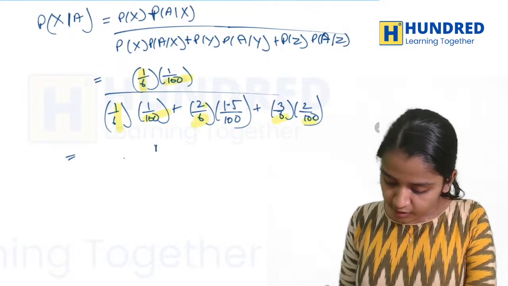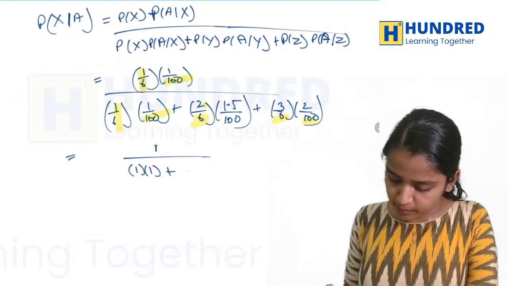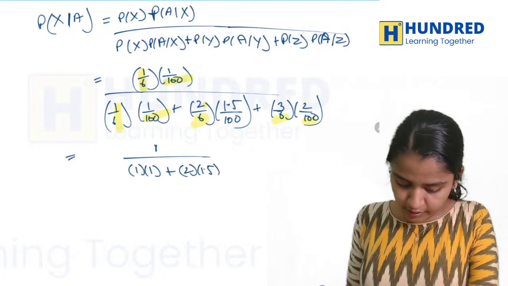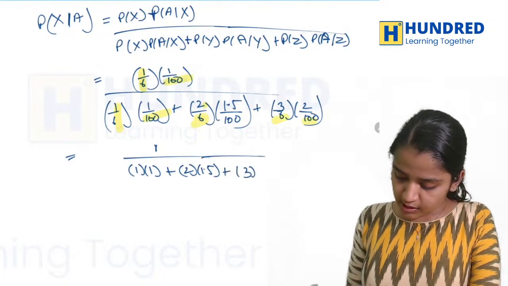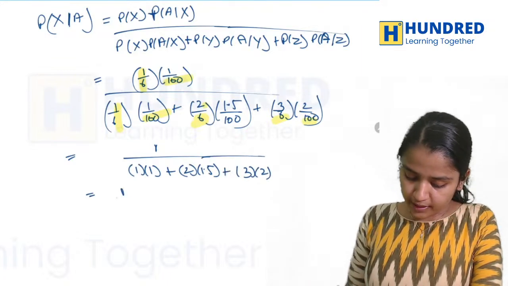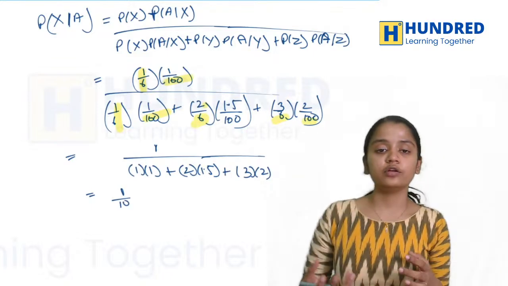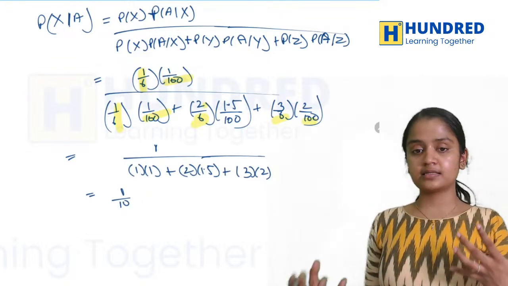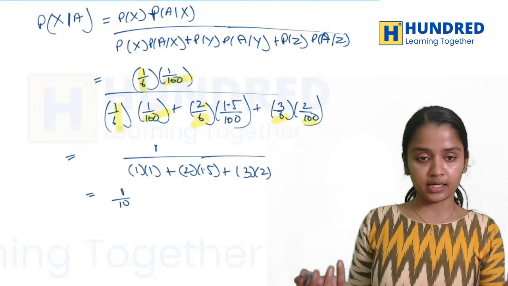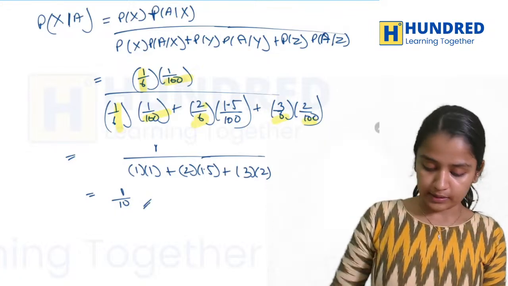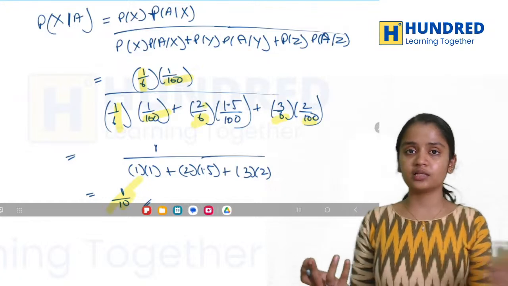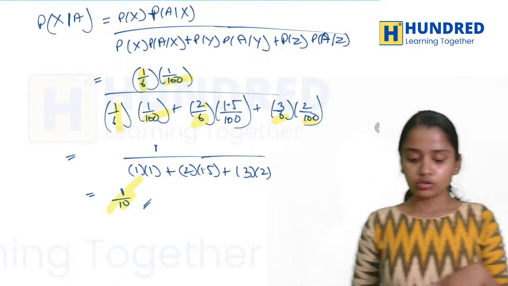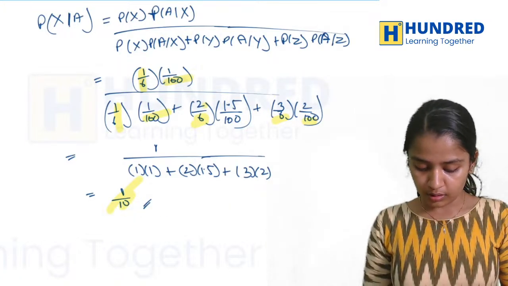So you'll be having 1 by 1 into 1 plus 2 into 1.5 plus 3 into 2. You will be getting 1 by 10. So 1.5 into 2 is 3. 3 plus 6 is 9, 9 plus 1 is 10. So this is your required probability. You can also write it in decimal, which is nothing but 0.1 is your probability. So are you clear?